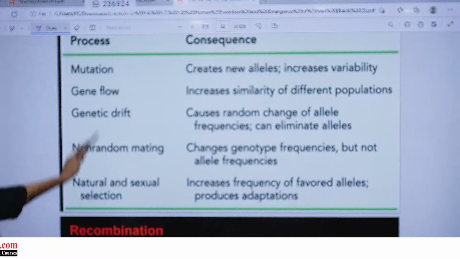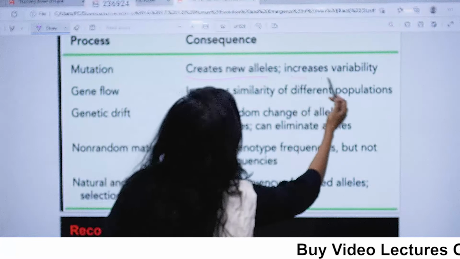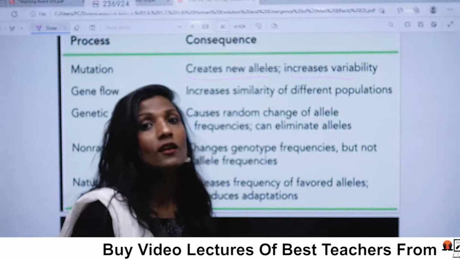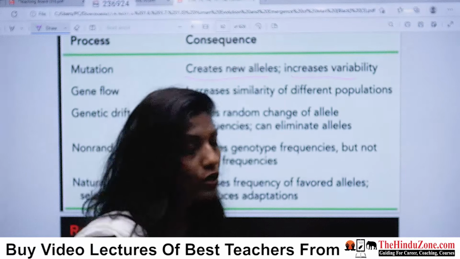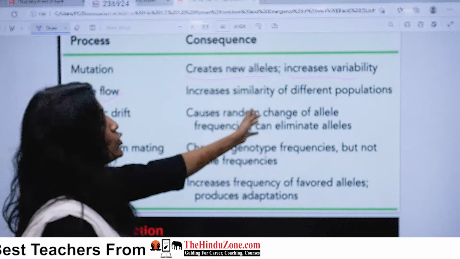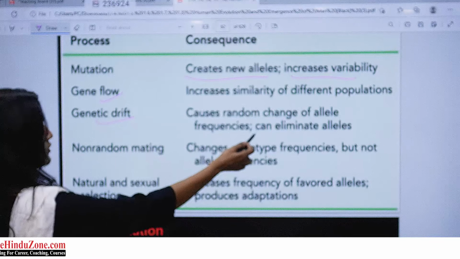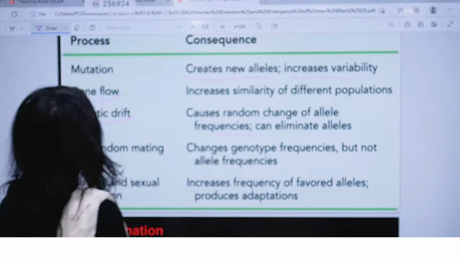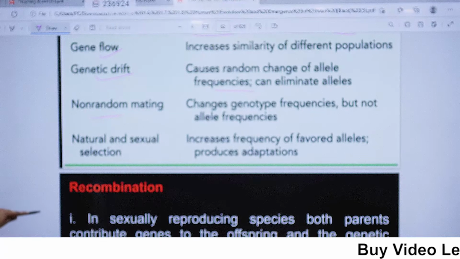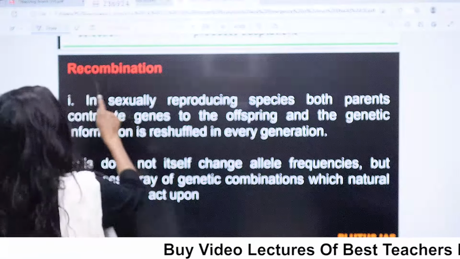What do we understand by mutation? Mutation means creation of new alleles, increasing variability. As I explained earlier, recombination is the forming of the zygote. Then we have gene flow, increasing similarity of different populations; genetic drift, causing random change of allele frequencies; and then non-random mating and natural and sexual selection. Here, in detail, we can understand what recombination is.